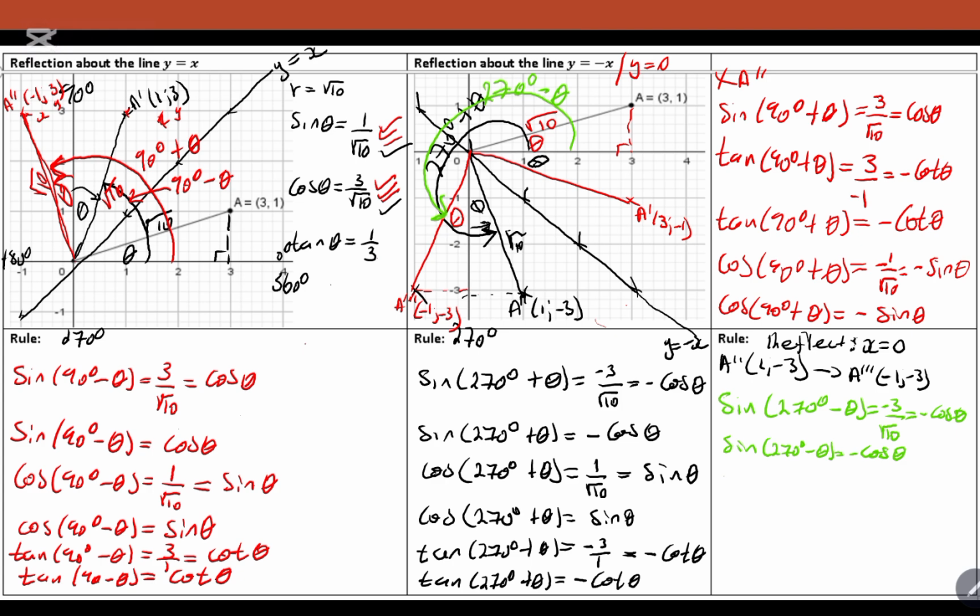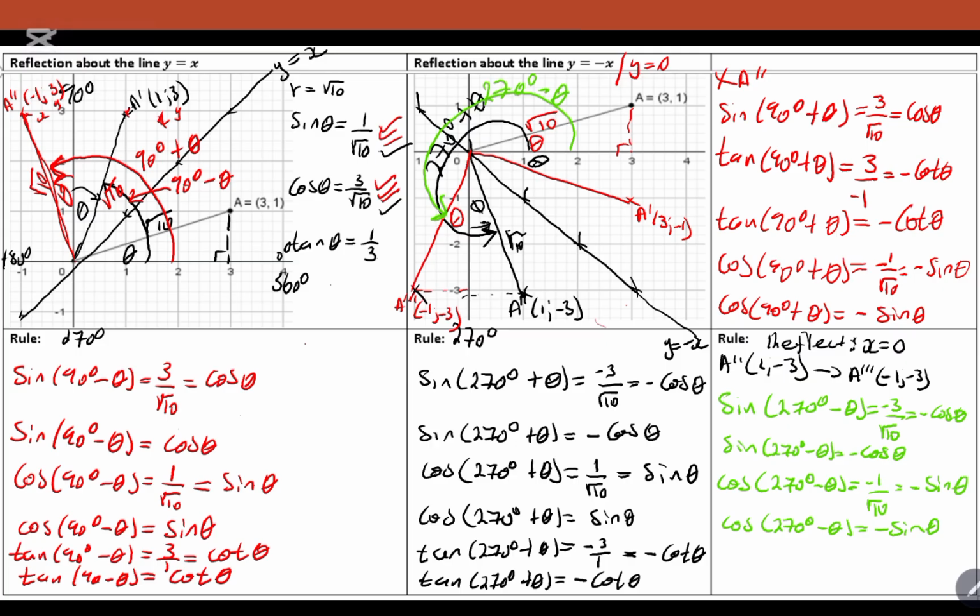The second one, we look at cos of 270 degrees minus theta. So this is equal to adjacent over hypotenuse, that is negative 1 over the square root of 10. And from our original we know 1 over the square root of 10 is sine. So this is equal to negative sine theta. So cos of 270 degrees minus theta is equal to negative sine theta.